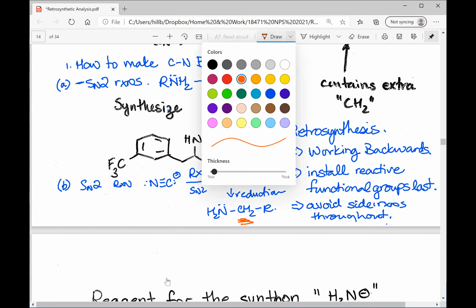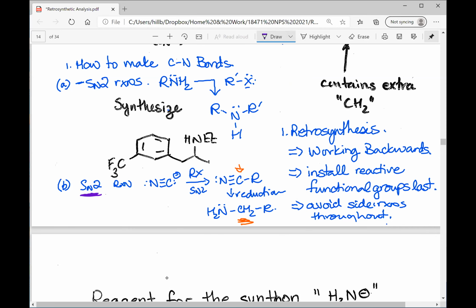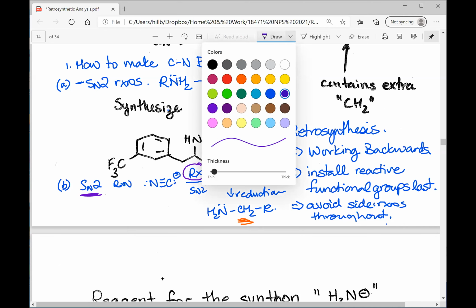And this way still has the limitations associated with an SN2 reaction. So it's the alkyl halides that you have to be concerned about. Only certain ones will work well. What was another way of making amides? I mean, amines.